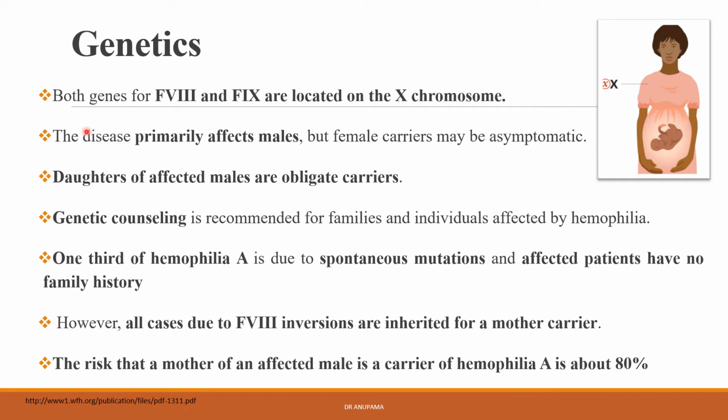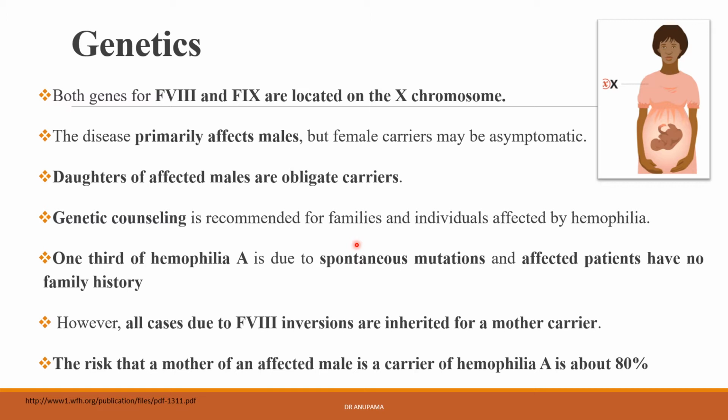Genetics. Both genes, factor 8 and factor 9, are located on the X chromosome. This disease primarily affects males, but females are carriers and they may be asymptomatic. Daughters of affected males are obligate carriers, and genetic counseling is recommended for families and individuals who are affected by hemophilia.